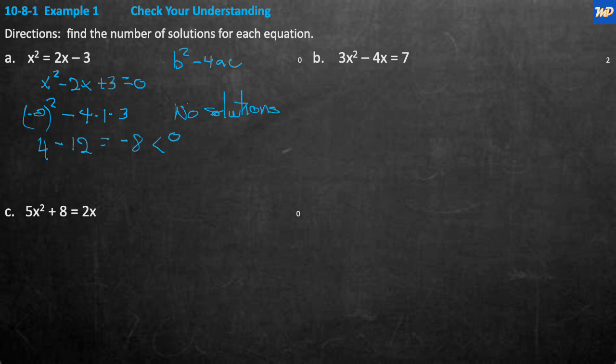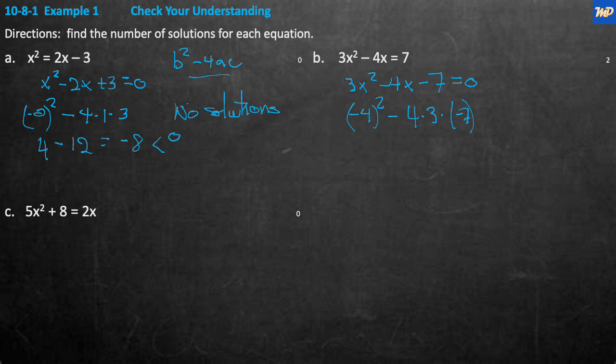Okay, let's try problem B. Again, it's a quadratic, but it's not in standard form, so we're going to have to move the 7 to the left-hand side. So we're going to have 3x squared minus 4x minus 7 equals 0. Using the discriminant, we have b squared, which is negative 4 squared, minus 4 times a, which is 3, times c, negative 7.